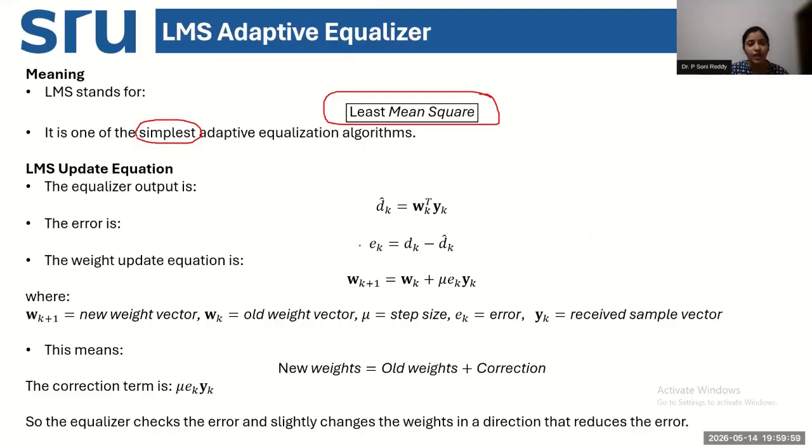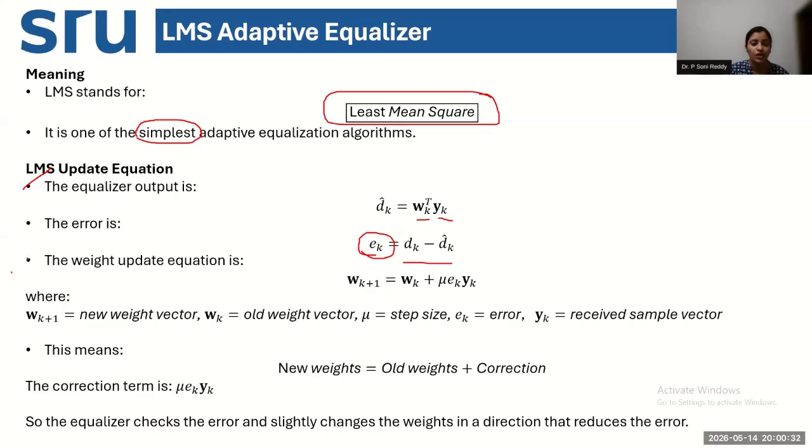In this case, these are very simple steps. The first step is, what is the equalizer output? The equalizer output will have some weighting factors, omega k or wk, which are changing with respect to time as the channel characteristics are varying with respect to time. These are multiplied with the received signal yk. Now we are calculating the error factor here. What is the error factor? This is dk minus dk cap.